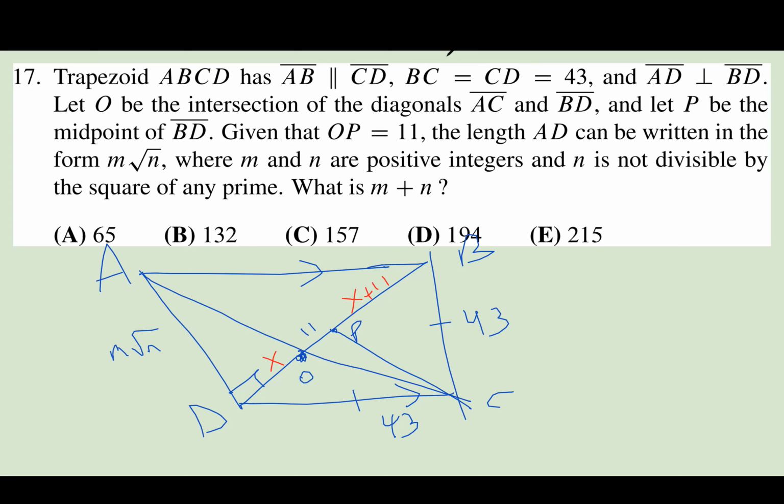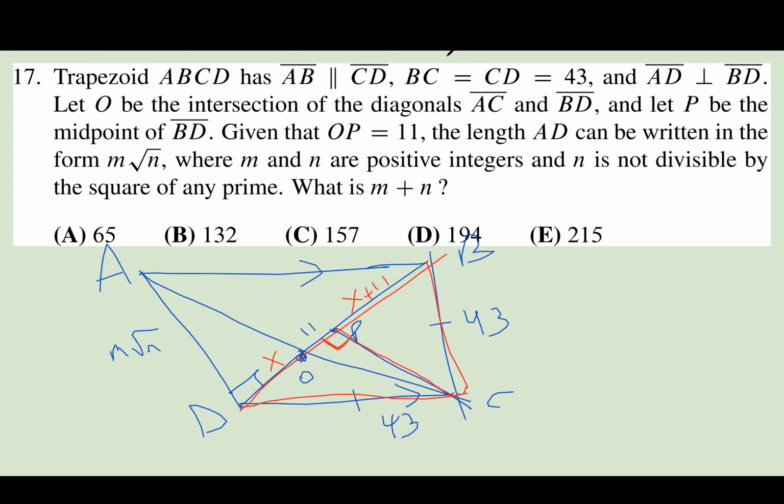So the key thing that I was missing in solving this problem is the fact that because triangle BCD is isosceles, that means that the median CP, because CP cuts the base in half, must also be perpendicular to the base. So that angle is 90 degrees, right? That's something that I forgot to realize at the time.